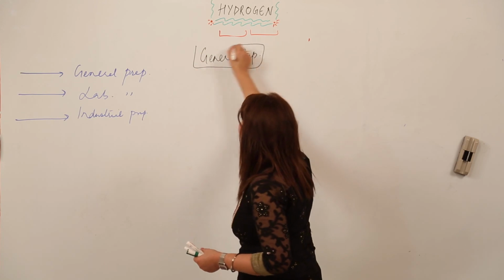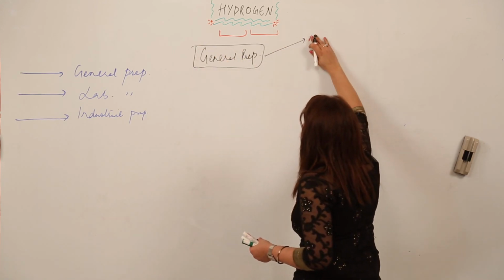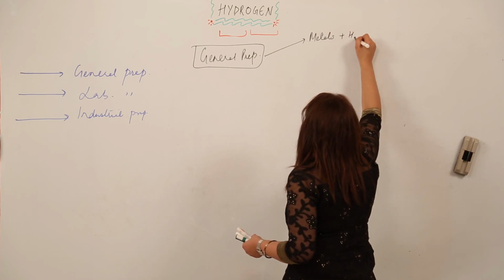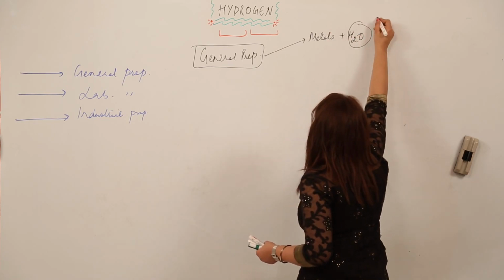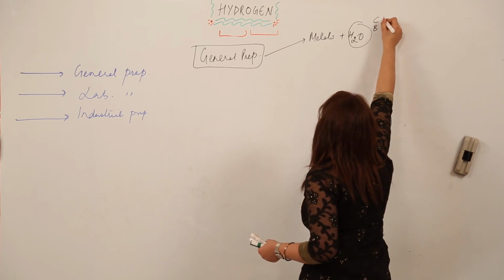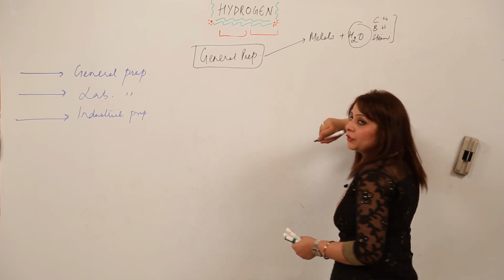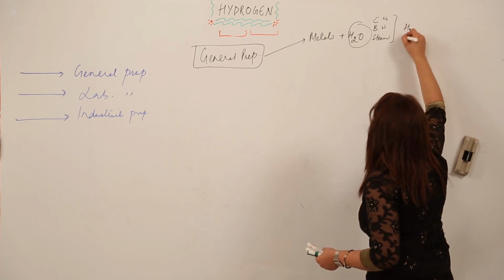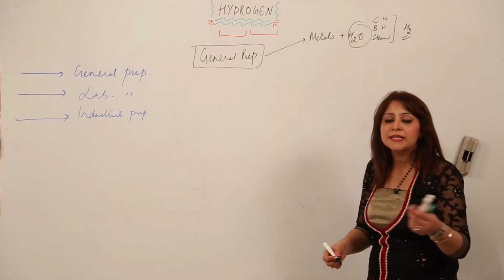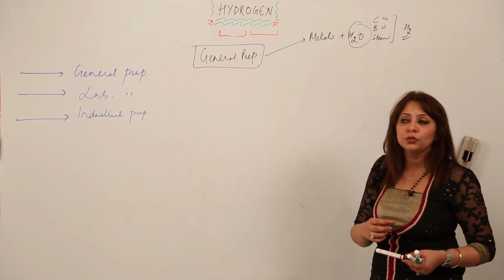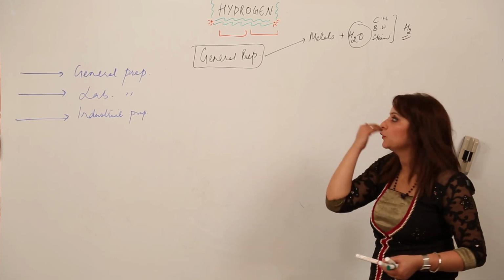The first general preparation we have is the reaction of metals with water. No matter, it can be cold water, boiling water, or steam, but somehow after these reactions we get hydrogen. But there are a few limitations, as I told you, so we are not using that as a main method, but still we get hydrogen at the end of the reaction, right.